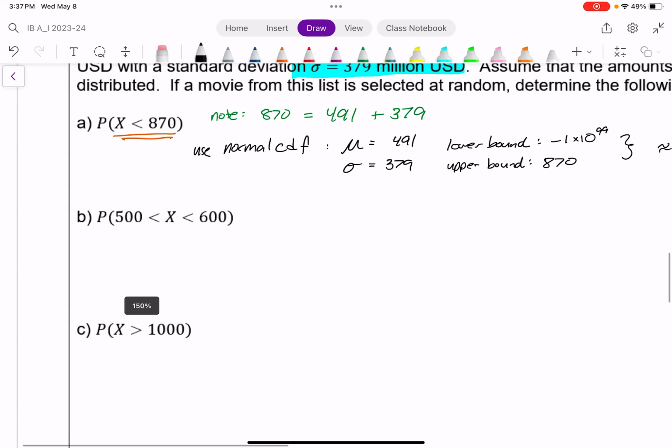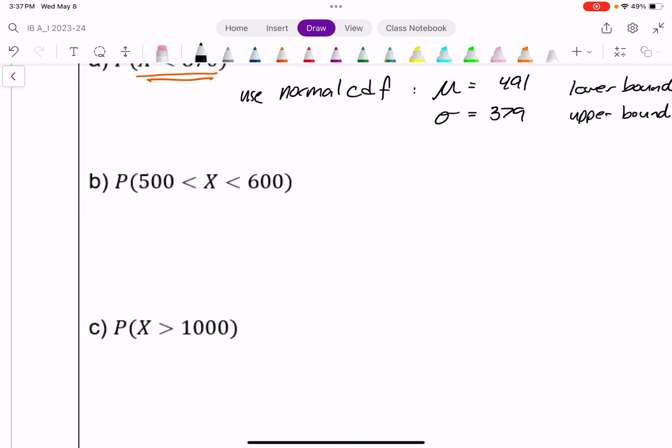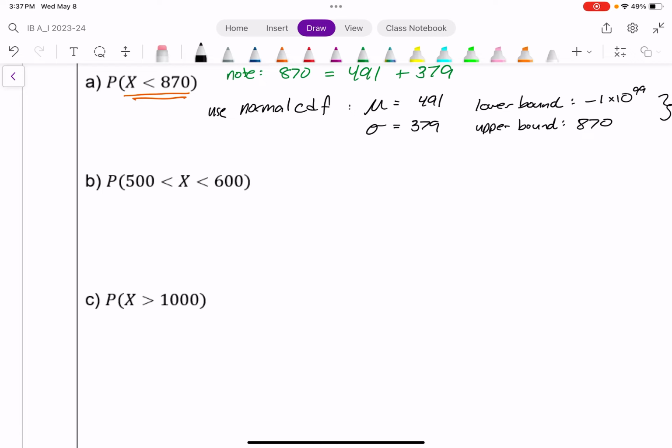For the next one, I want to find between 500 and 600. Well, I can do the same idea. Really, it's going to have the same mean, the same standard deviation. I just need to change the upper bound and lower bound. And the upper bound will be 600, the lower bound will be 500. This will be quite quick. And so you should pretty quickly get to approximately 0.104, a little more than 10% of the movies.